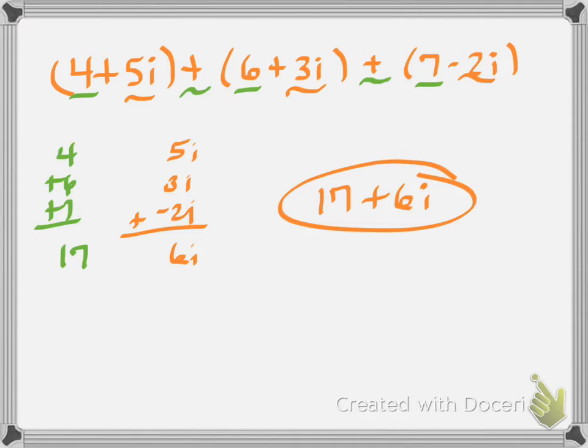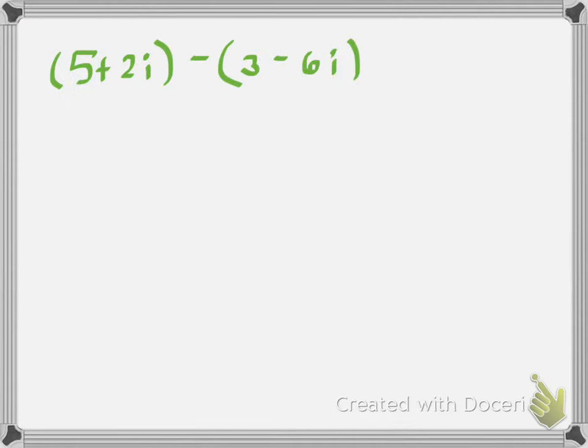Nothing real complicated about subtraction either. The only thing that people tend to struggle with is the fact that because there's a minus here and a parentheses here, this minus has to distribute through the parentheses. So that actually means a 5 minus a 3. People get that. That's 2. What people tend to struggle with is that means 2 minus a -6i.